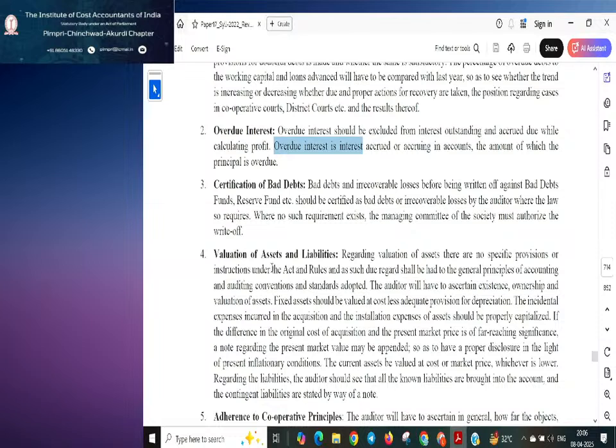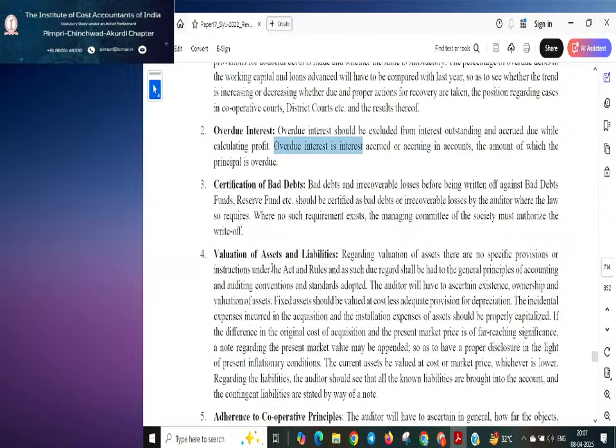Till such time, whatever expenses are incurred, it should be capitalized. So it is a normal accounting principle. So if the difference between the original cost of acquisition and the present market price is of far-reaching significance, a note regarding the present market value may be given. A proper disclosure needs to be made because you cannot revalue the asset. It could be because of the present inflationary conditions also. The current assets should be valued at cost or market price, whichever is low. Regarding the liabilities, the auditor should see that all the known liabilities are brought into the account and contingent liabilities are stated by way of a note.